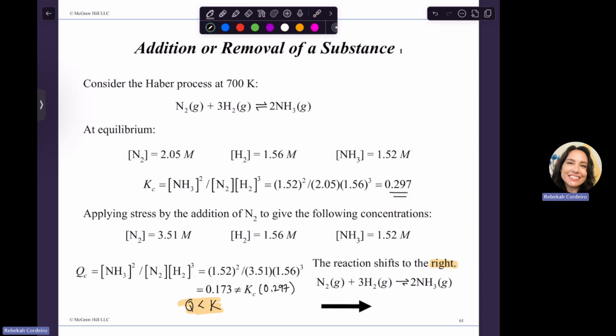So addition or removal of a substance, and big note here, does not change the value of K. It will go back to 0.297 because we'll be removing some of the additional N2 we added when we move it to the right.